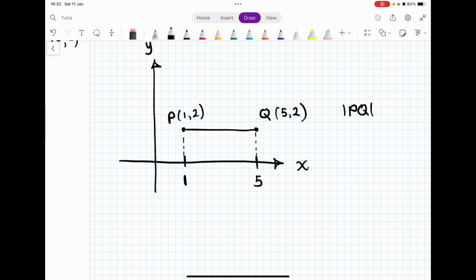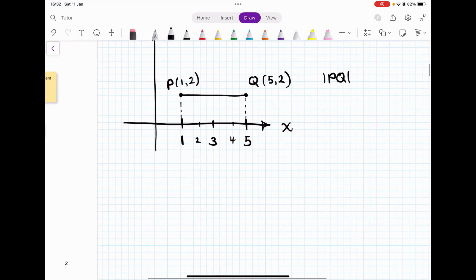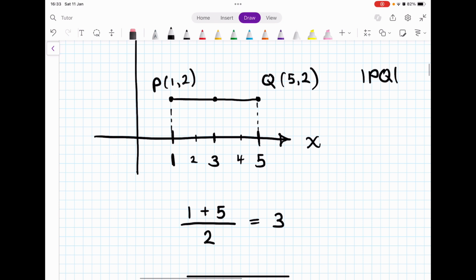Well, to find the midpoint, we can find the average of 1 and 5. And just by eye, you can see that it's 3, right? Because this would be, so 1, 2, 3, 4, 5. So 3 is smack bang in the middle between 1 and 5. Or else we can calculate this by finding the average of 1 and 5, which is 1 plus 5 divided by 2. And that's 6 divided by 2, which is equal to 3. And so the midpoint, which I'm going to call capital M, will be (3, 2), and the y-coordinate is still 2.